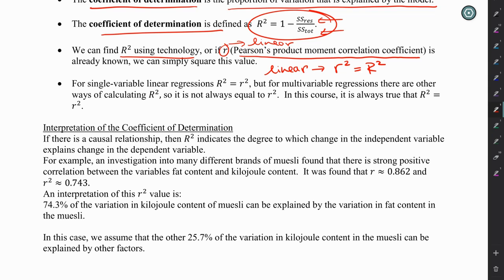But for multivariable regressions, there are other ways of calculating capital R squared, so it is not always equal to lowercase r squared. In this course, it is always true that they equal each other. Multivariable regressions are when you have an x and two y's, and we don't do that in this course, so you don't have to worry about it. If you're doing linear regression, you're only going to have one x and one y, and therefore capital R squared is equal to lowercase r squared.